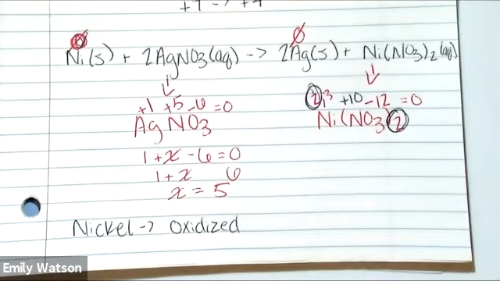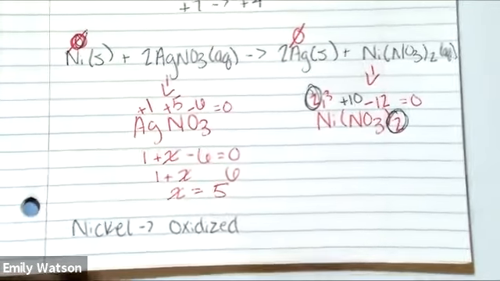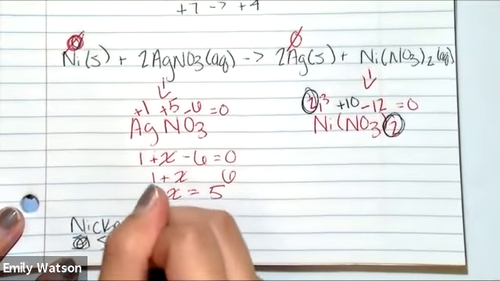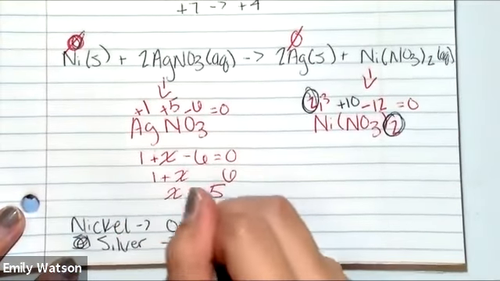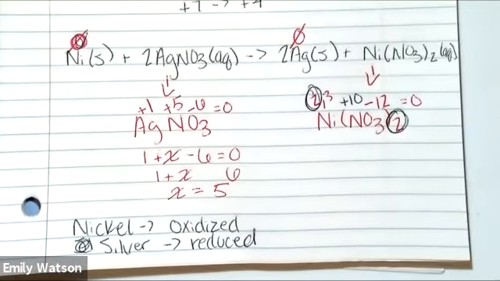So nickel is oxidized. What's reduced? Silver is reduced. Okay, so which one is the oxidizing agent? Silver is the oxidizing agent.